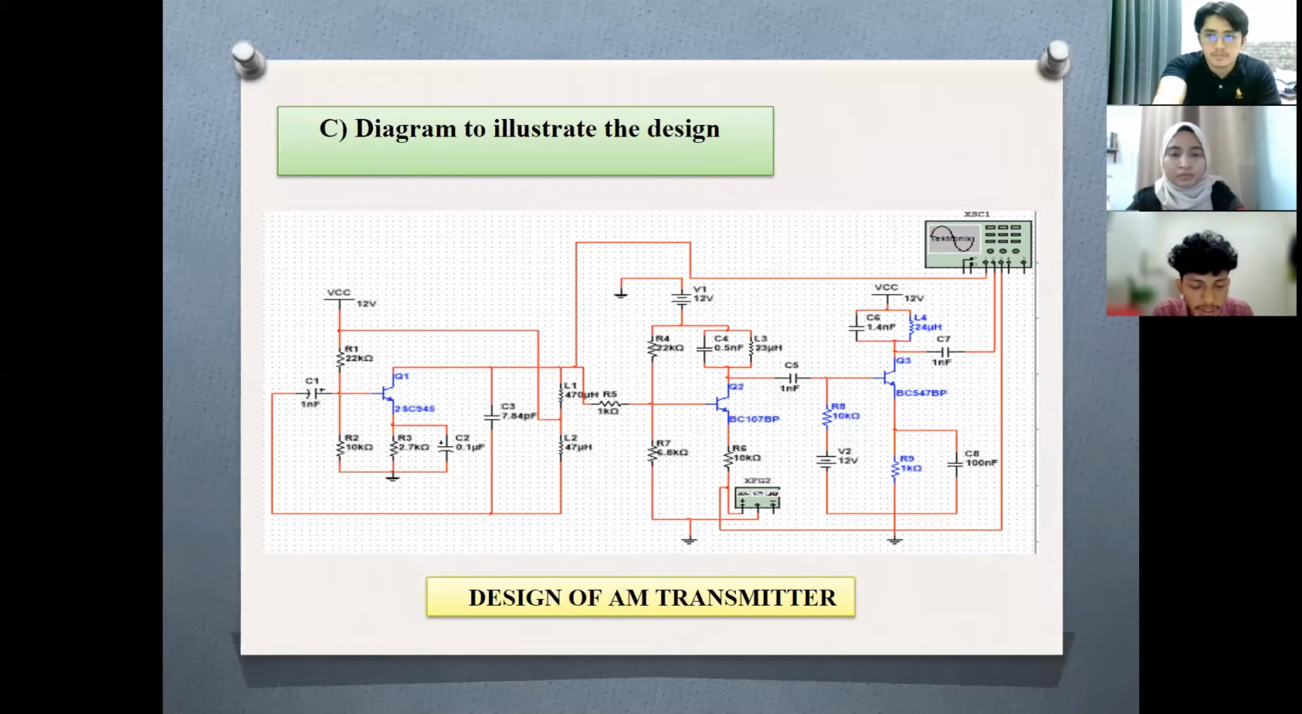This is our design circuit of the AM transmitter. We have the oscillator, AM modulator and power amplifier. We combine it all into one. So our carrier signal is the oscillator, and our information signal is our function generator.